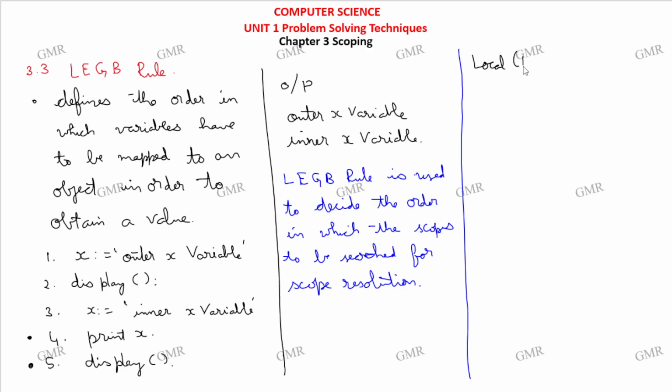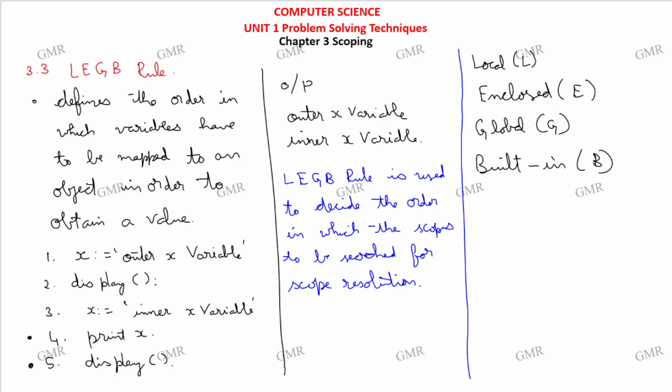Local, L, defined inside a function or class. Enclosed, E, within brackets. Short form as global, G, and built-in, B. We shall see its corresponding definition.